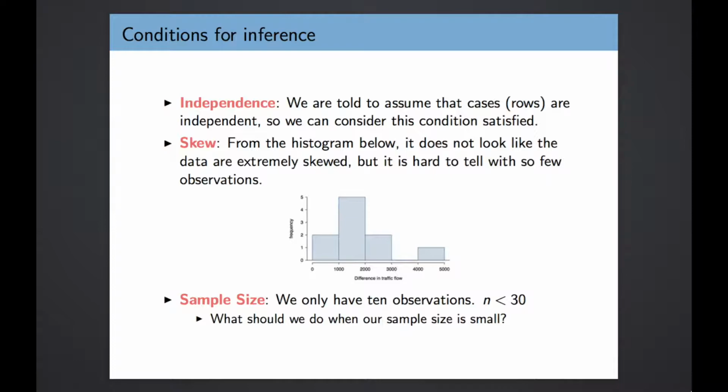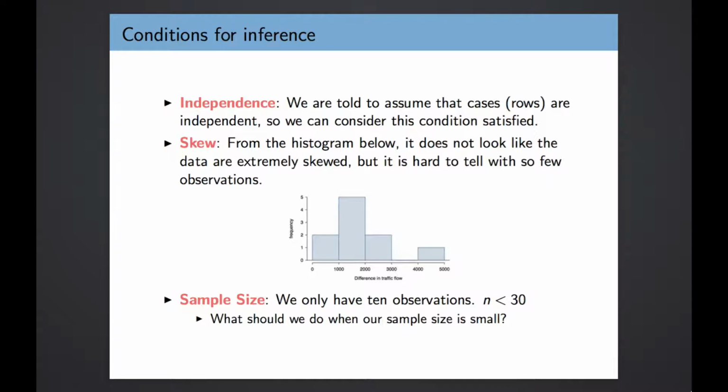We also want to know if our data are skewed. Now remember, we only have a couple of observations of traffic flows, and so we can plot them out on a histogram, and it's a little bit hard to tell what the actual distribution of the data is when we have so little data.